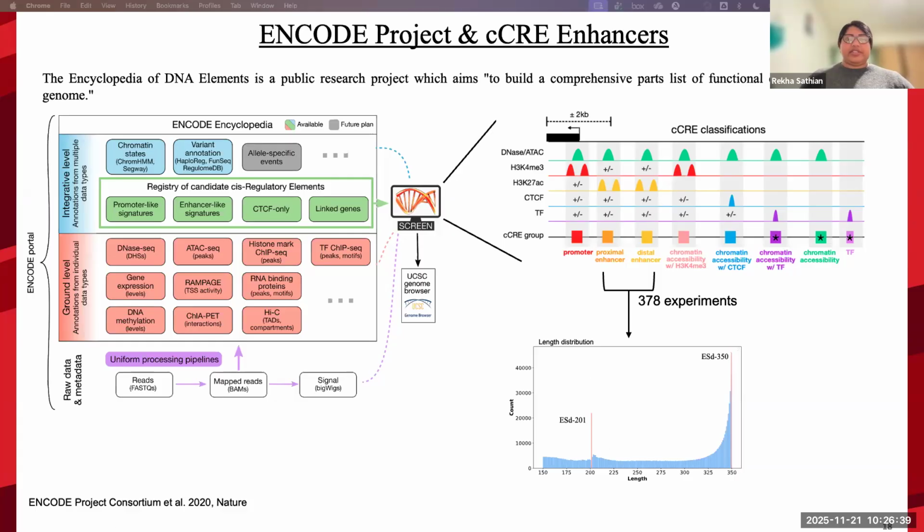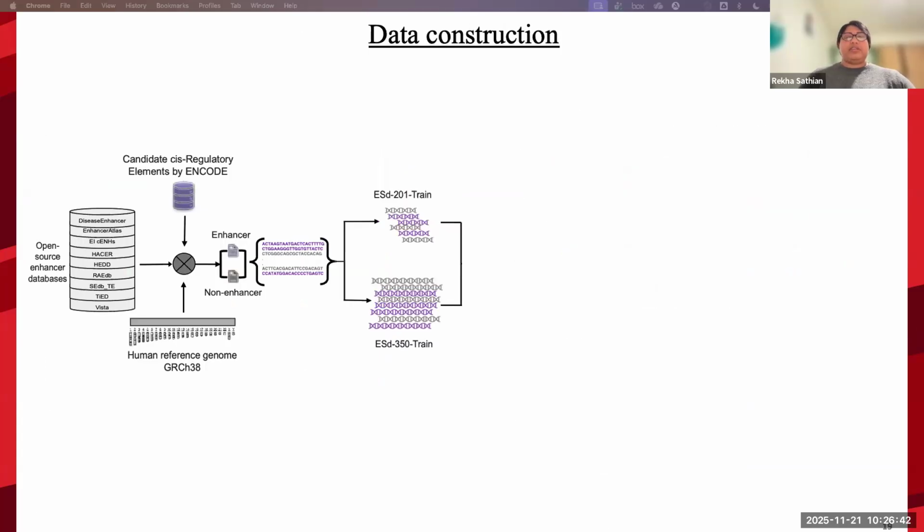well-supported regulatory regions. In addition to the ENCODE cCRE enhancers, we incorporated enhancer regions from several high-confidence experimental databases and from prediction-based databases. While we did not directly use them as positive labels, they were extremely important for defining the boundaries of the regulatory regions across the genome. And this ensured that the negative instances represent true non-enhancer regions rather than unlabeled or weak regulatory elements.